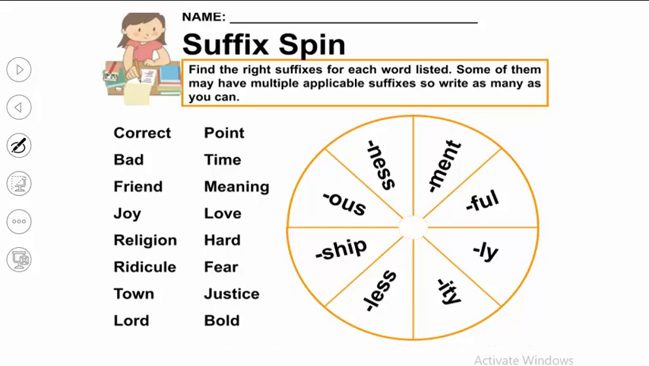Then you can try joyly. So you can search in the dictionary. Joyship, you can search in the dictionary. If you do not find the word in the dictionary, that is wrong. So we can search joyful. Joyful is the correct word, so you can find it in the dictionary.